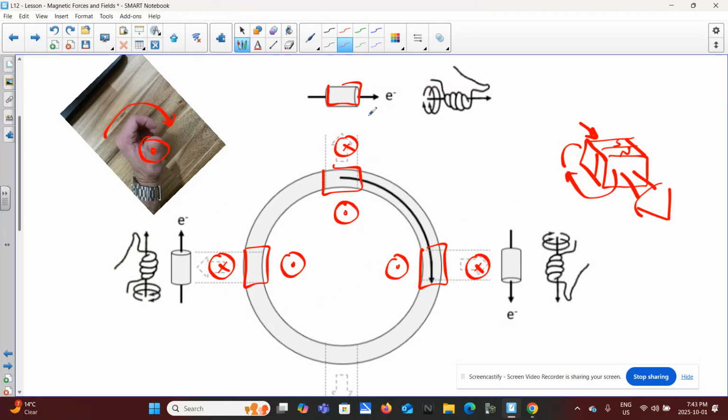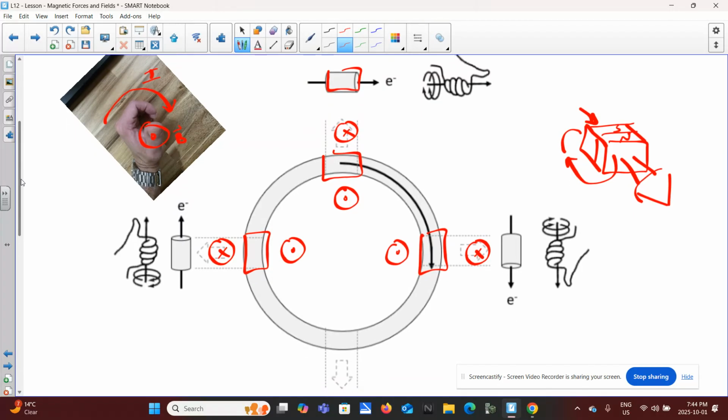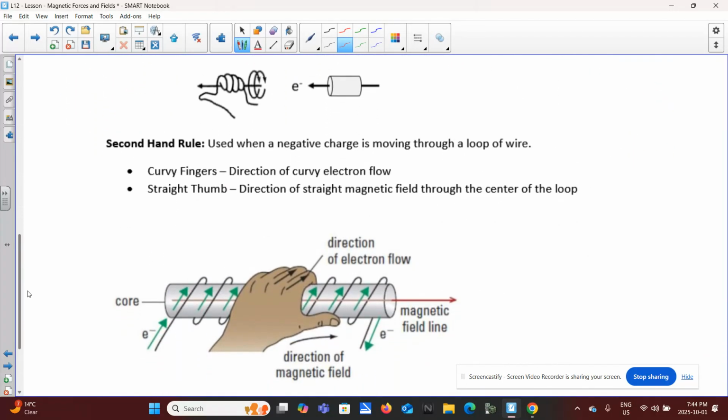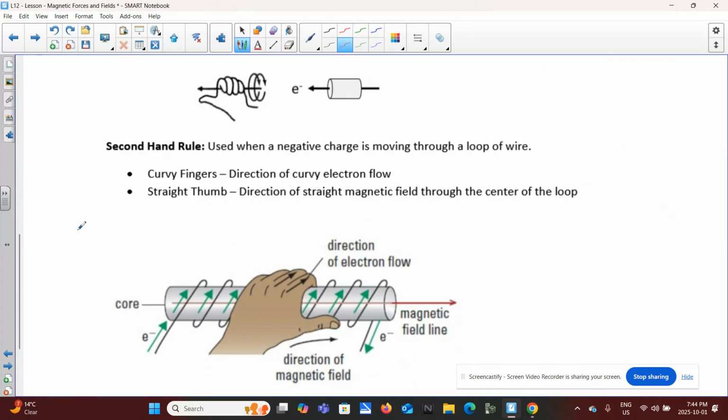Now, rather than have to do this little analysis where I do first hand rule, first hand rule, first hand rule, I could take my second hand rule and say, well, if I've got a curvy current, then I got a straight magnetic field. I'm going to use B for magnetic field. Okay, let's move on. So second hand rule: curvy fingers, direction of electron flow; straight thumb, direction of the straight magnetic field through the center of the loop.